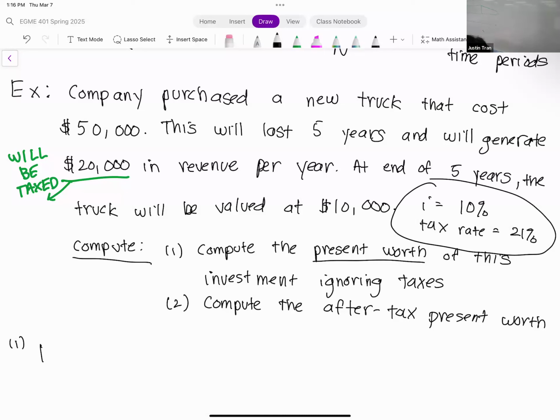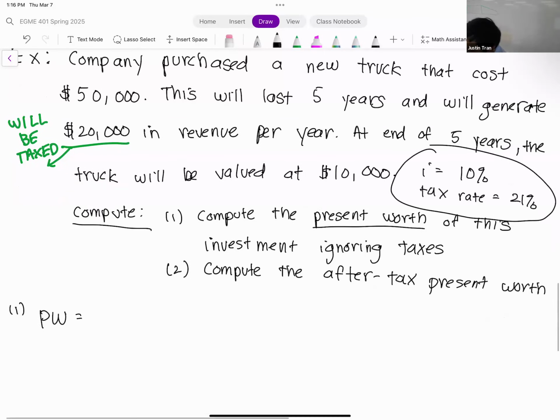Okay. So present worth is equal to, we have our initial cost. Our initial cost is 50,000. That's a cost, so we're going to add a negative there. We have our revenue. Revenue is $20,000 per year, and this is a uniform series. To convert it to a present sum, we need to do P over A, 10%, and the time period for this is 5 years.